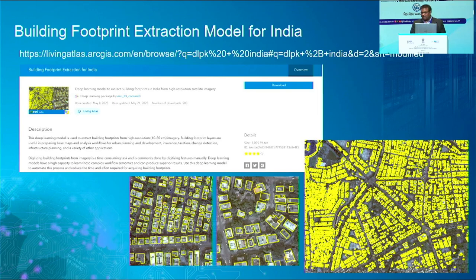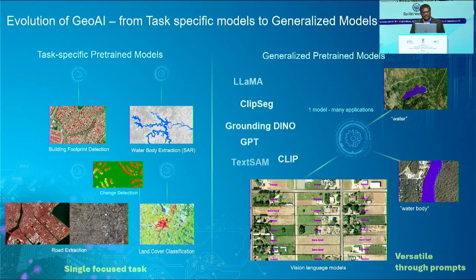The other interesting evolution which has happened in the AI segment is, earlier on, to your left, you can see these are all very task-specific pre-trained models. So if I want to do a building footprint extraction, I have a separate model. For water body, I have a separate model. For change detection, there is a separate model. All of these are there.